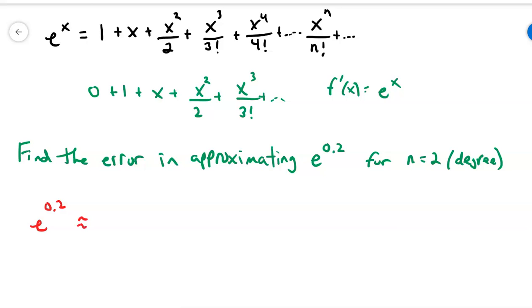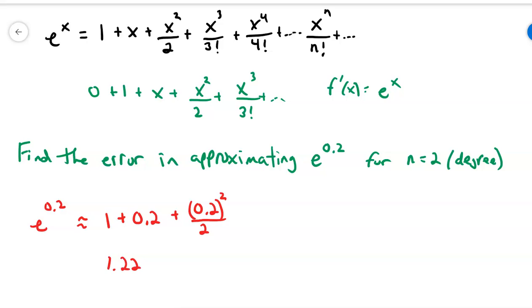So e to the 0.2 is going to be approximately 1 plus, I'll replace that first x with a 0.2, and then my next one will be 0.2 squared over 2. So that third one is the only one that I really need a calculator for, right? Take 0.2 and square it, and now divide that by 2, and you get 0.02. Now add 0.2 and add 1, and I get 1.22.